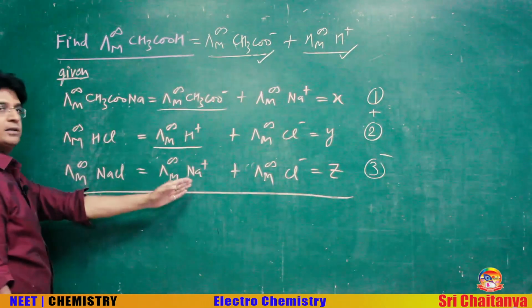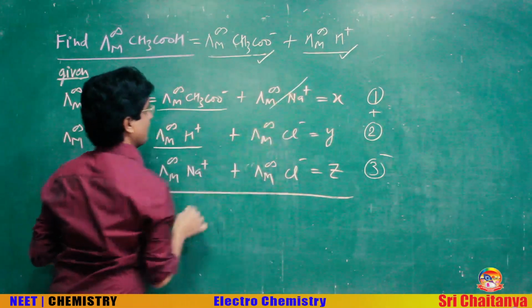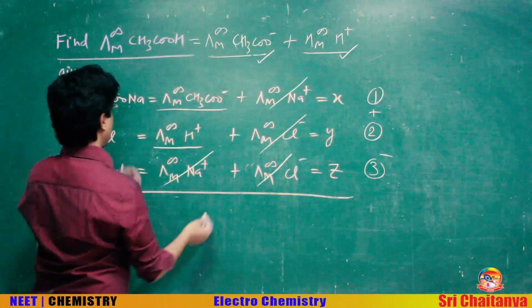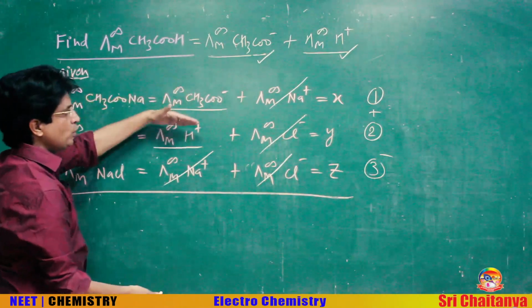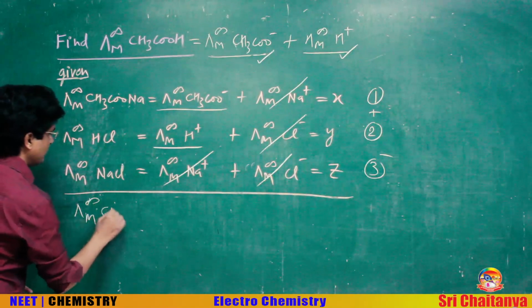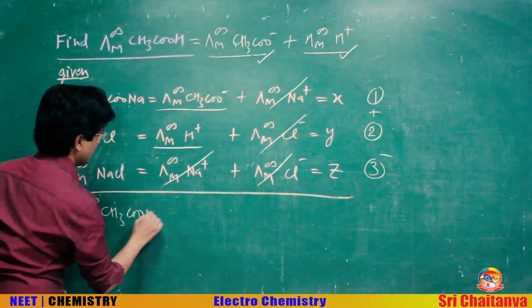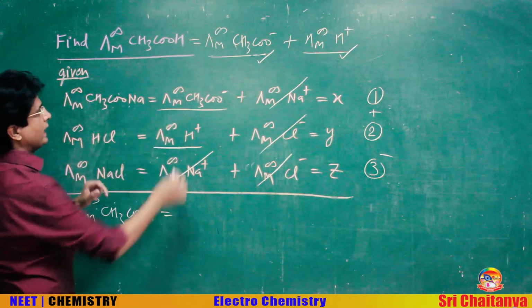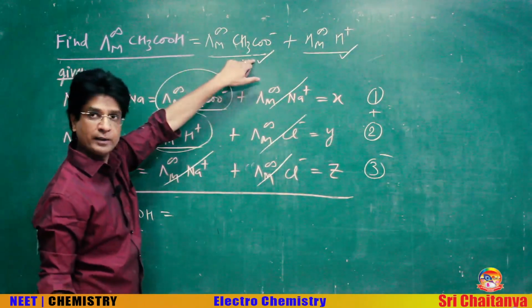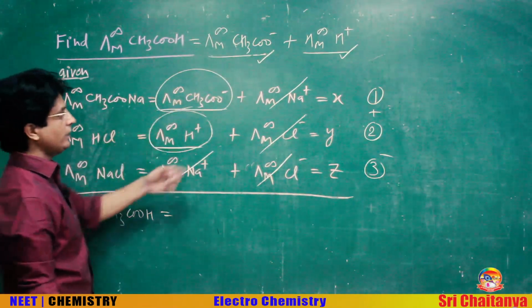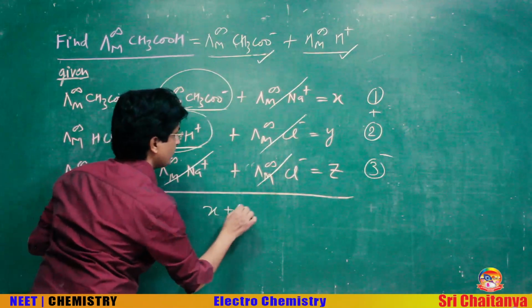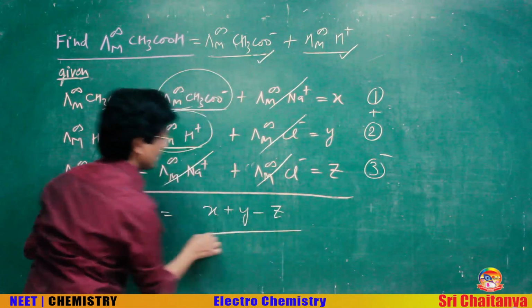So when you subtract the third, what will happen? This Na plus will be cancelled, this Cl will be cancelled, and what I did, I added 1 and 2 and subtracted 3. So the molar conductance of CH3COOH will be equal to what? I am left with only acetate ion and H ion, which is what I require. How did I get it? I got it by adding first 2 and subtracting the third. So the answer will be x plus y minus z.